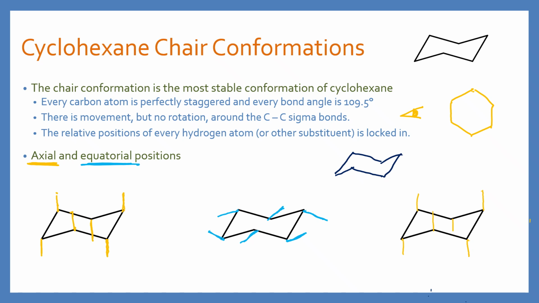Now my equatorial position is always going to be opposite. This axial position is up, that means my equatorial position is down. And I'm going to alternate throughout the entire ring.